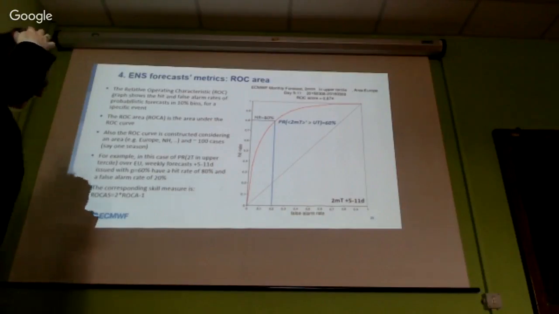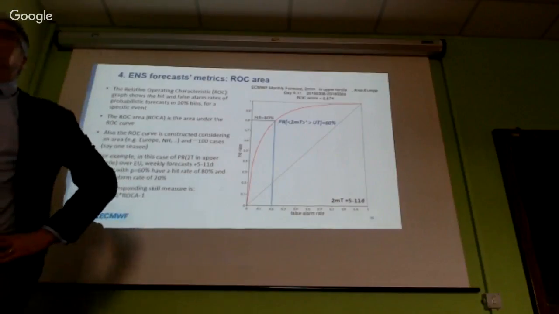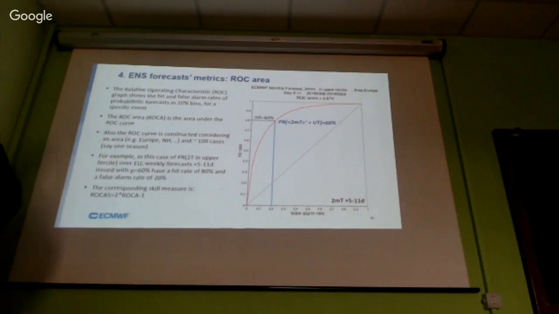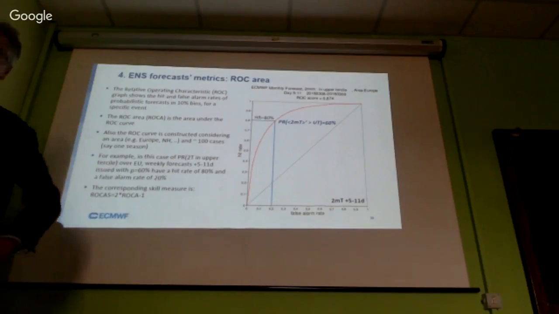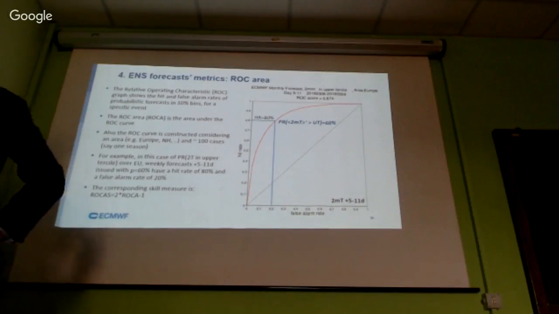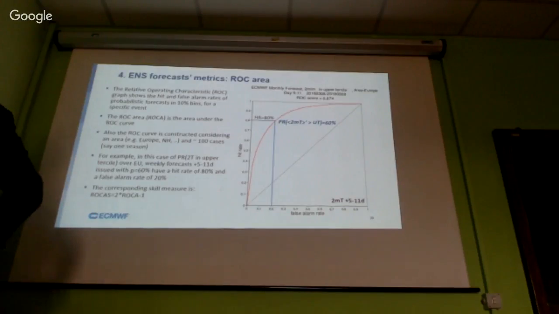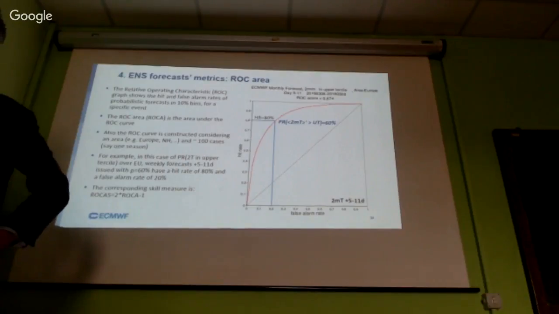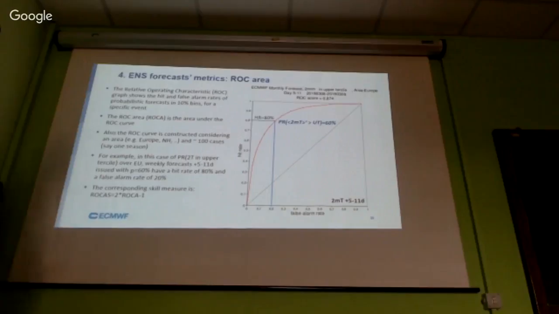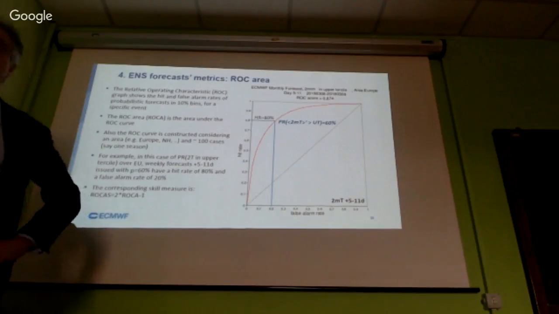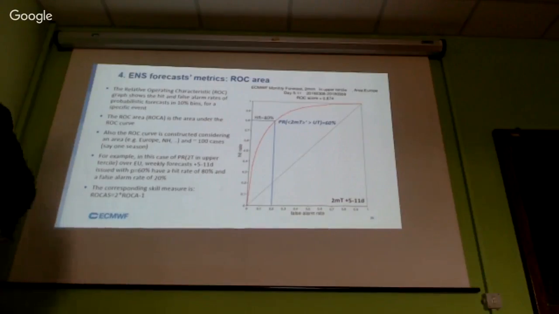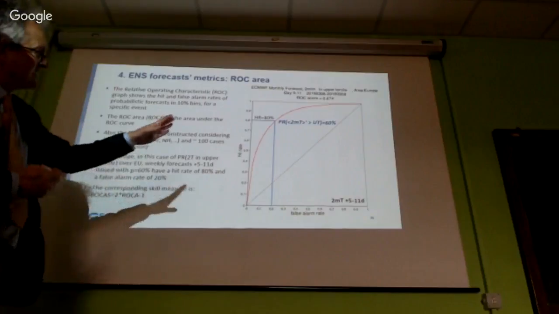Now, this is another important point that I want to make. An ensemble gives us probabilistic information. If my forecast gives me a probability of 80% that an event will occur, I would expect, if the ensemble is reliable, that 80% of the times that event will occur. But I cannot expect that that event occurs 100% of the time. So the ensemble gives you more information than a single forecast, but it never gives you the certainty that something will happen.